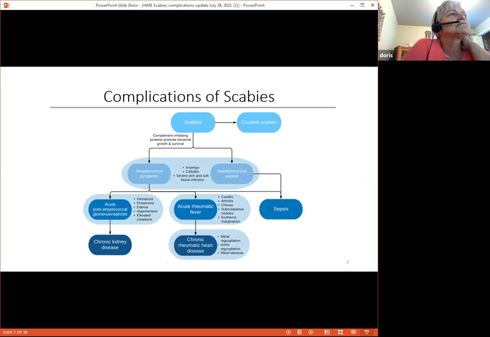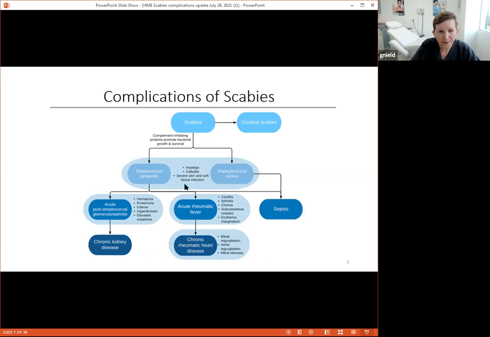Okay, so strep and staph both can cause sepsis, but Streptococcus alone can affect the kidneys, causing acute post-streptococcal glomerulonephritis, and it can go on to chronic kidney disease, or you can get acute rheumatic fever going on to chronic rheumatic heart disease. And I'll go into all the symptoms in detail, so you just have to list the topics. All right.